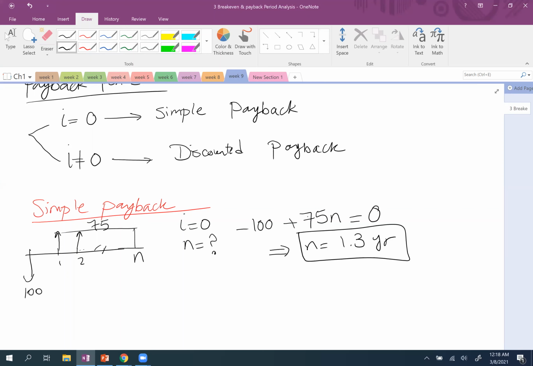As you can see, when you want to determine your payback period, there are different ways, but probably the easiest way is to determine the present worth and set it equal to 0. Your n is missing and you're looking for the value of n.